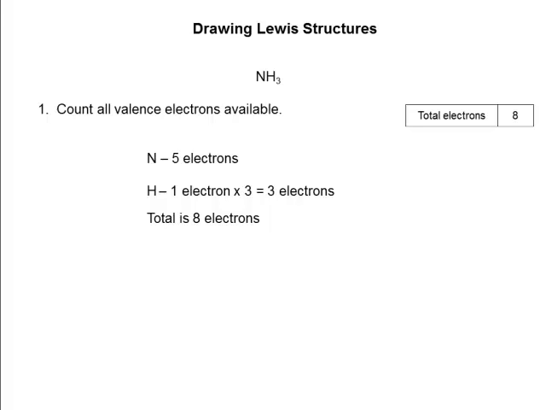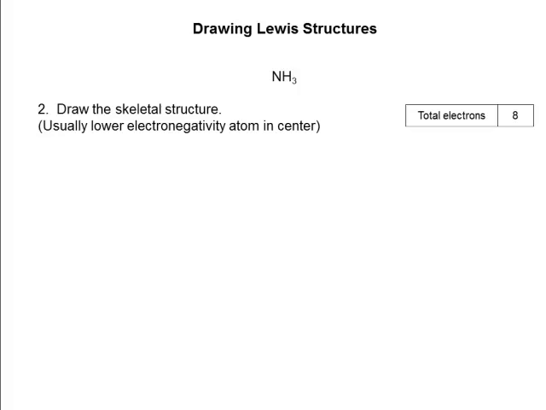That way you can see how many electrons you have left and what they're being used for, because if you forget to subtract electrons or you don't subtract them properly, it's going to throw your answer off. It's going to throw your Lewis structure completely off, because all of these bonds and all of these lone pairs in the Lewis structure are going to be dependent upon those valence electrons. All right, so next I'm going to draw the skeletal structure. Now with the skeletal structure, I said it's going to usually be the lower electronegativity atom in the center.